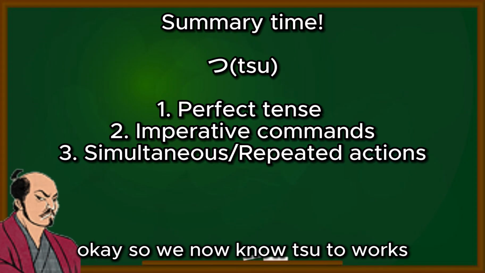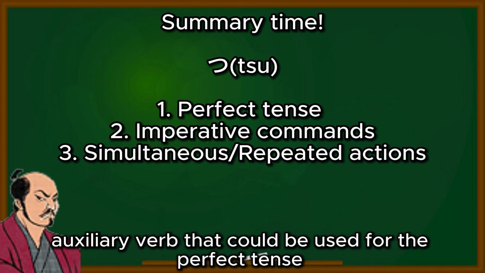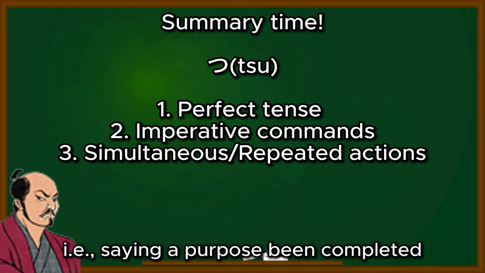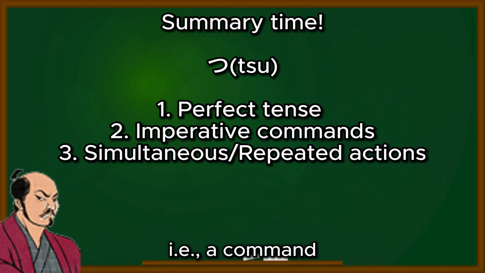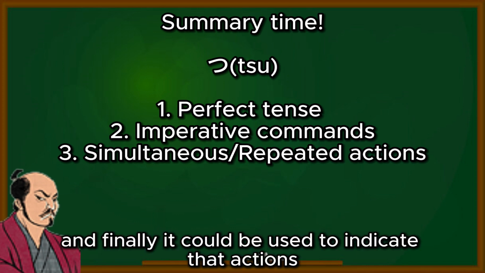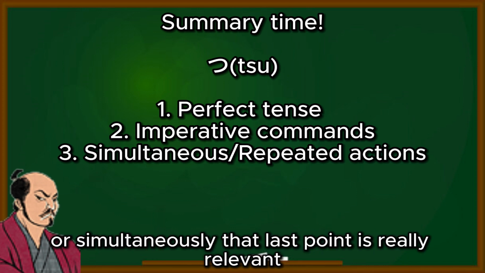So we now know how tsu worked. It was a classical auxiliary verb that could be used for the perfect tense, i.e. saying a verb has been completed. It could be used like an imperative, i.e. a command. And finally, it could be used to indicate that actions are happening repeatedly or simultaneously. That last point is really relevant.